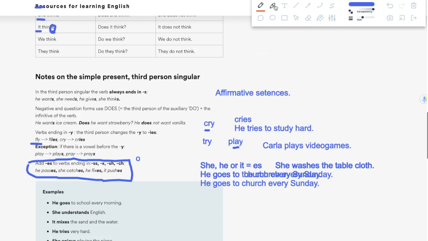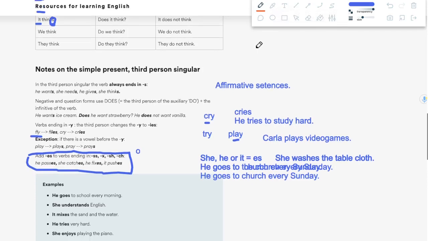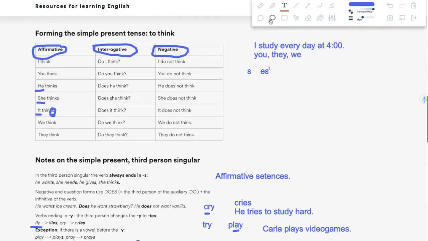in affirmative. In negative, let's go to the negative here. With the negative, we use do not, or we use does not, or the contraction of do not, which is don't, and the contraction of does not is doesn't. When do we use doesn't and when do we use don't? Don't is used with the subjects I, you, we, and they. But doesn't is used with she, he, and it. So she doesn't play tennis.